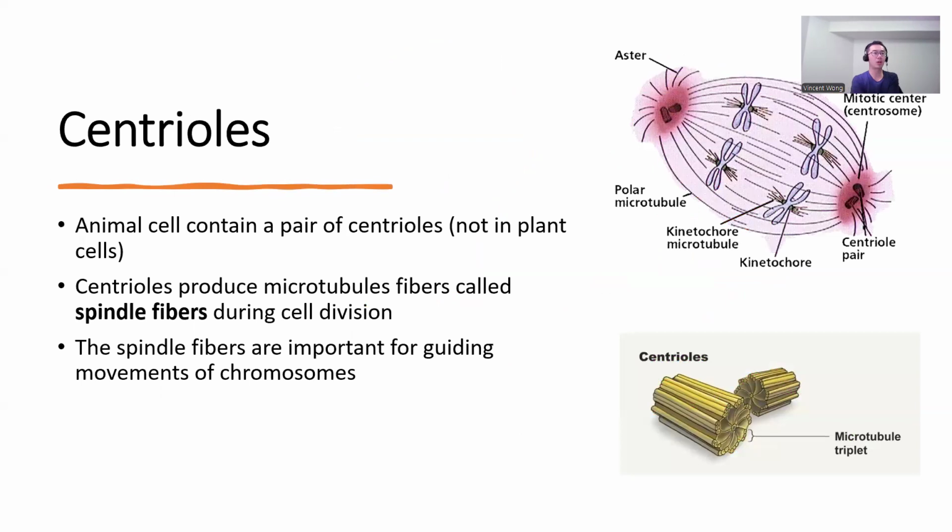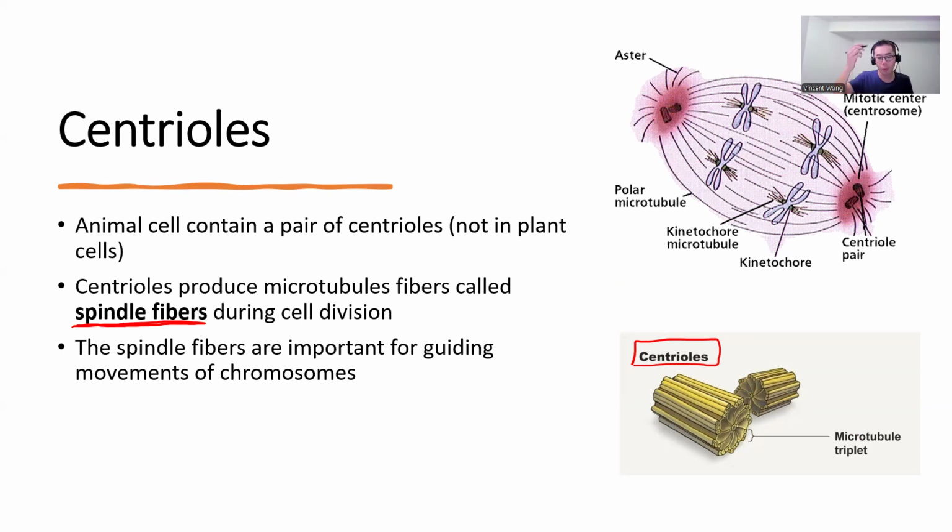Now, microtubules also form other important structures, and I'm going to show you a few of them. There are these spaghetti-looking things that are in animal cells, not in plant cells. They are called centrioles. The centrioles produce a special kind of microtubules called the spindle fibers. We'll talk more about these things in lecture 7. But for now, the spindle fibers are important for guiding chromosome movements as the cell divides.